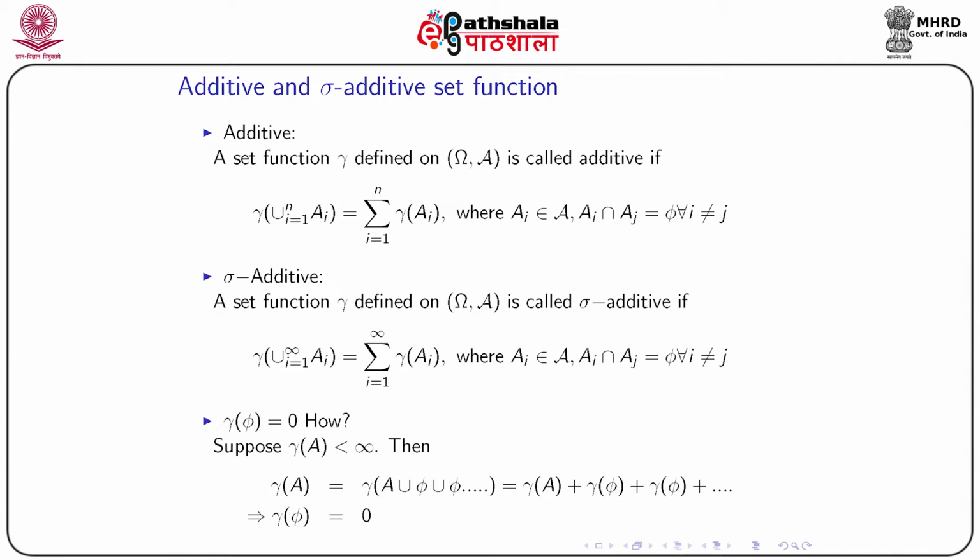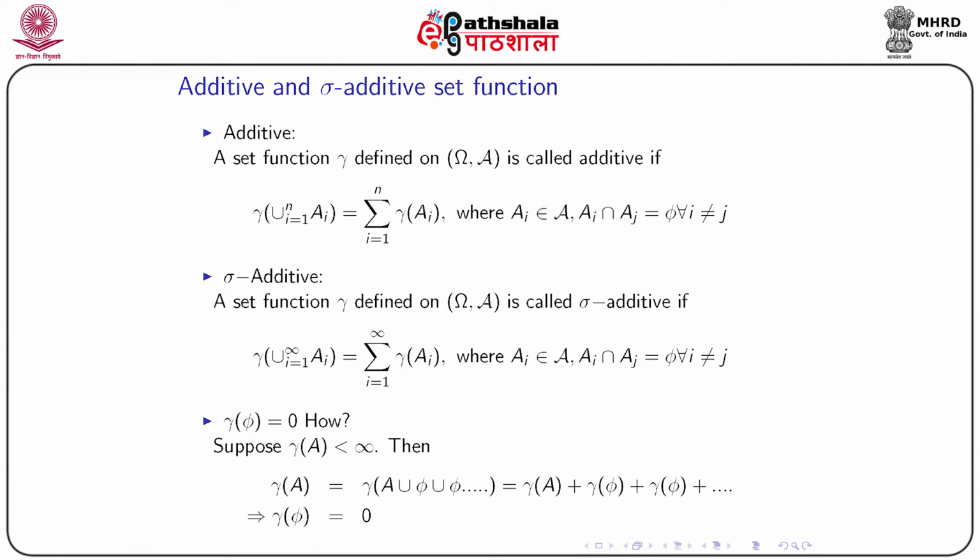Then for a finite number of sets A1, A2, A3, up to An, if gamma of the union over i from 1 to n of Ai is equal to the sum over i from 1 to n of gamma Ai, whenever the sets Ai are disjoint, that means Ai intersection Aj is phi for all i not equal to j, and all the sets belong to the class script A, then gamma of the union will be the sum of gamma. That means the set function of a union of sets will be the summation of the individual set functions.